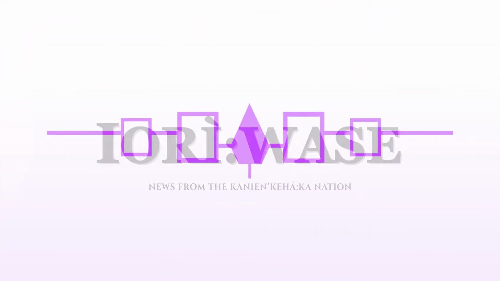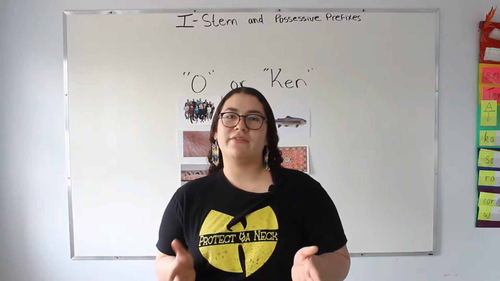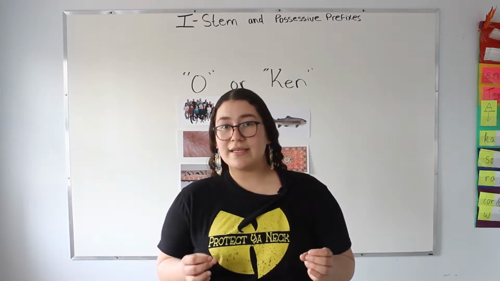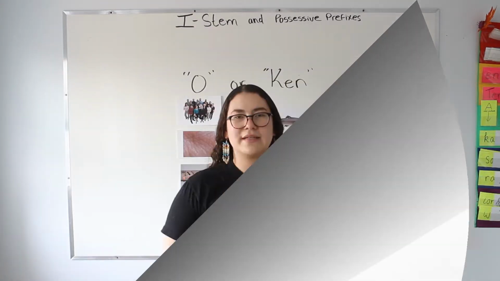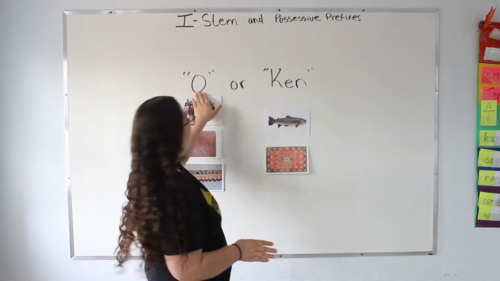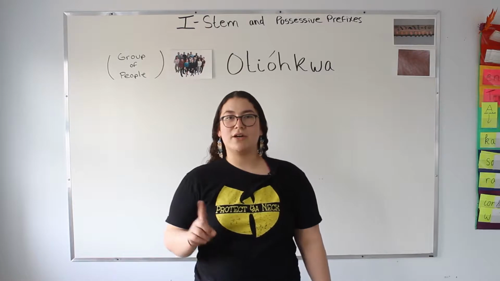So in today's lesson we're going to be focusing on I stem nouns and possessive prefixes. There's actually a really good amount of I stem nouns, but they're more difficult to identify based on the fact that there are no nouns in Kanien'keha that begin with the letter I. So I stem nouns will often begin with either an O or gung. For the purpose of this lesson, we're only going to be focusing on one word.